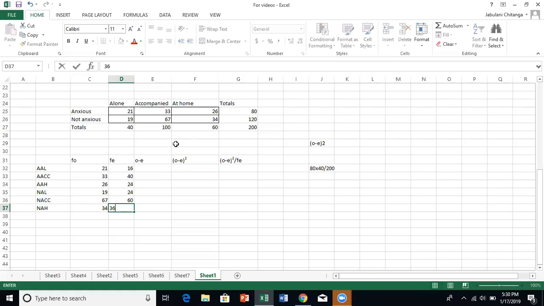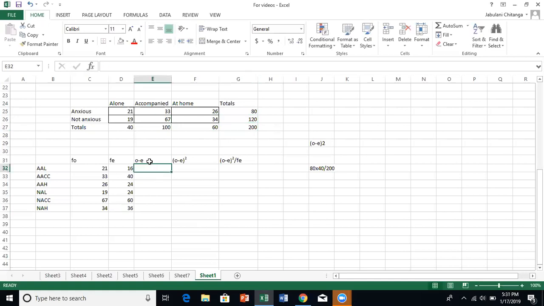So where is 36 coming from? Like what I said, it's 120. So it's 36 for this. So it's 120 times 60. That answer, divide that by 200, okay? So the advantages of doing it in Excel is it saves you time.